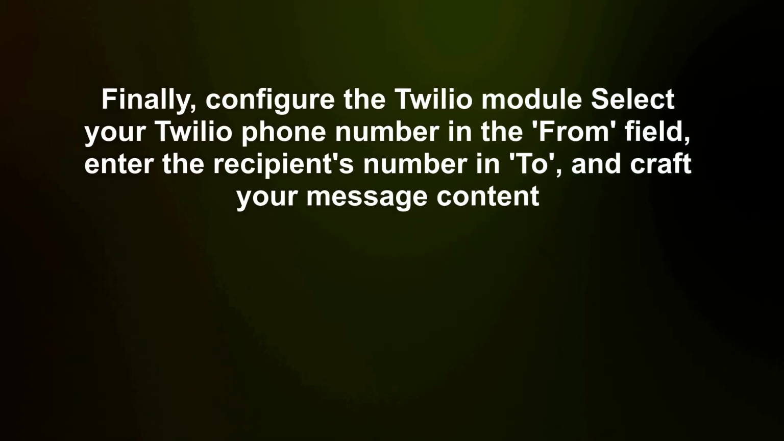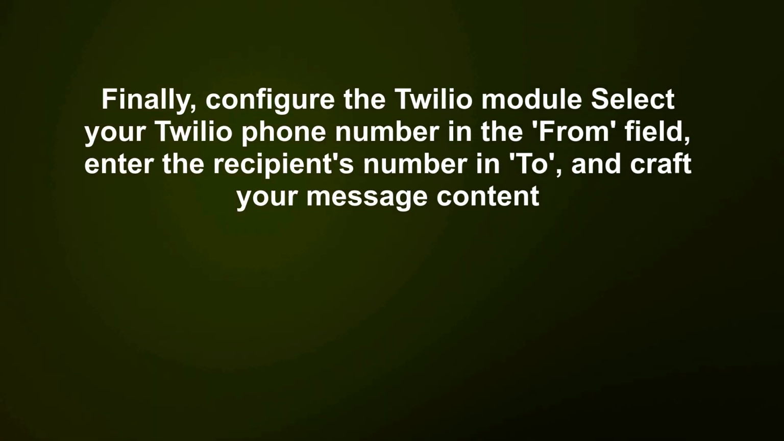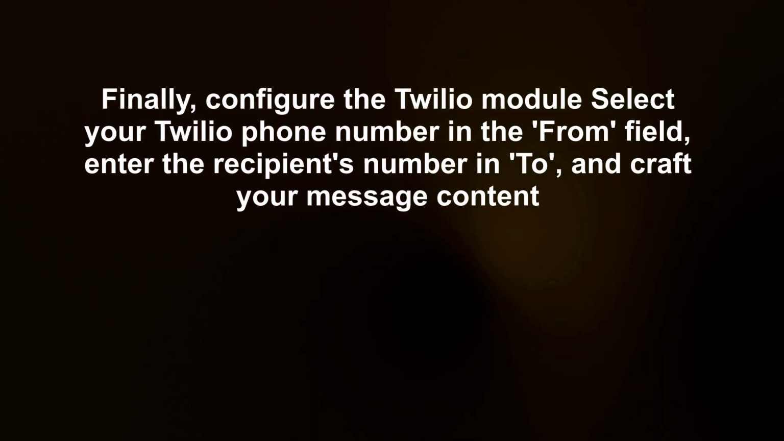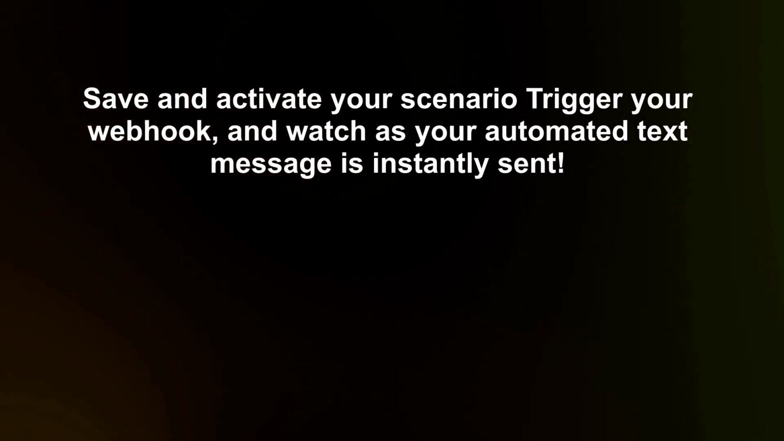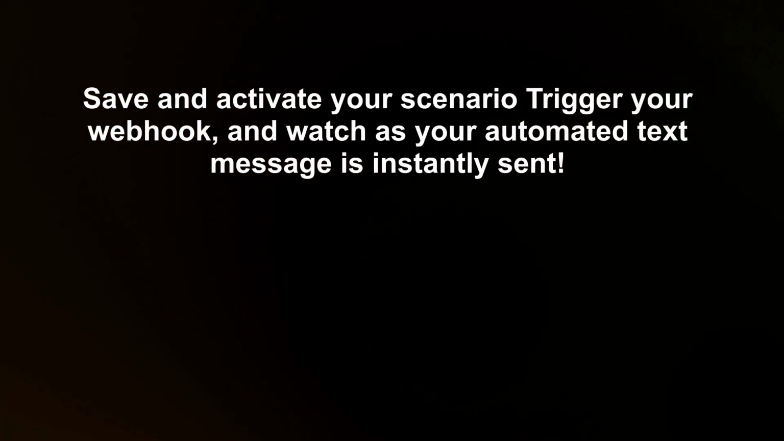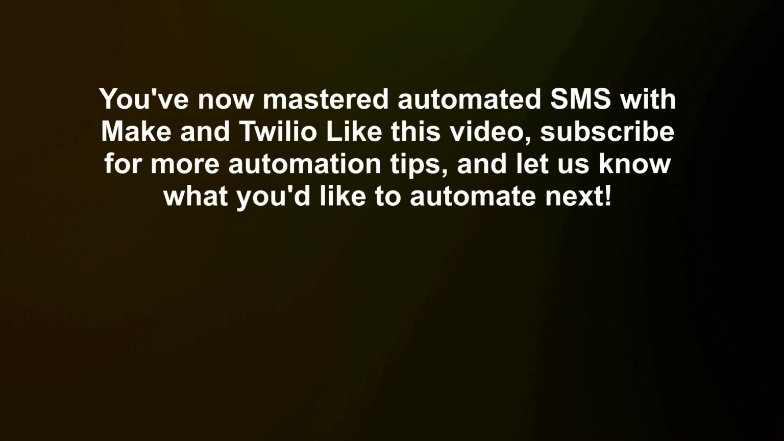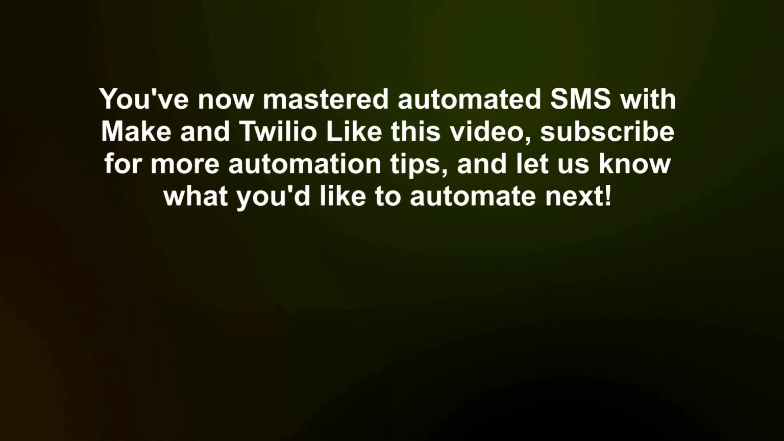Finally, configure the Twilio module. Select your Twilio phone number in the From field, enter the recipient's number into the To field, and craft your message content. Save and activate your scenario. Trigger your webhook, and watch as your automated text message is instantly sent. You've now mastered automated SMS with Make and Twilio.